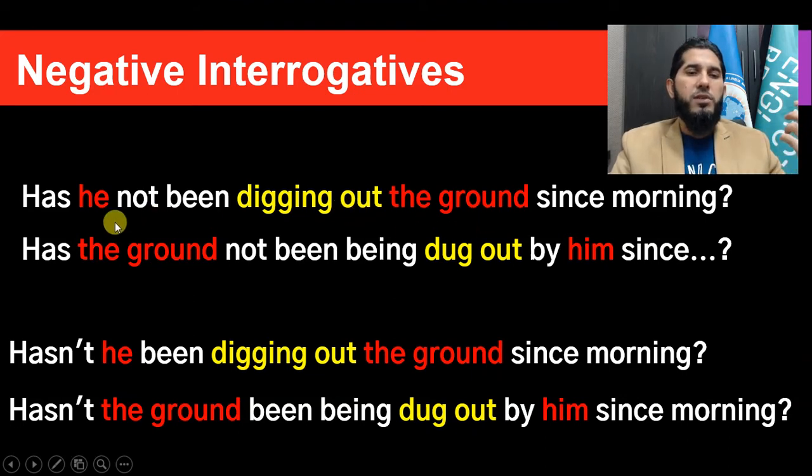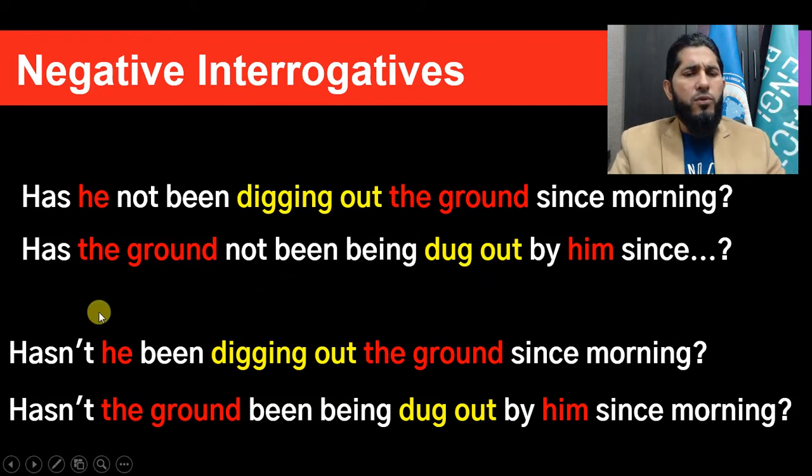Now you want to change it. Almost the same structure, but you see the differences: the object of the active sentence became the subject of the passive sentence, and the subject of the active sentence became the object of the preposition, but almost similar structure. Has the ground not been being, one more auxiliary, being, in passive form, you add this auxiliary, dug out by him since morning. The third form of dig out is dug out, so the main verb is in third form.